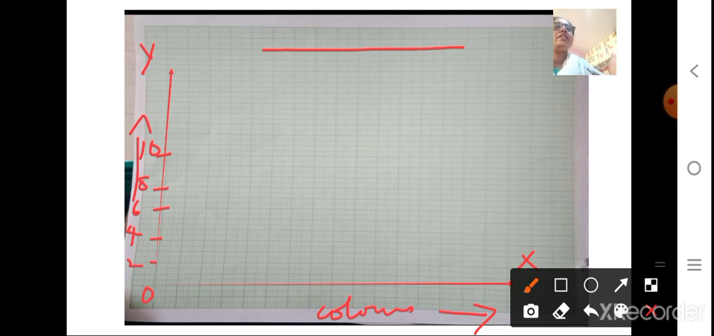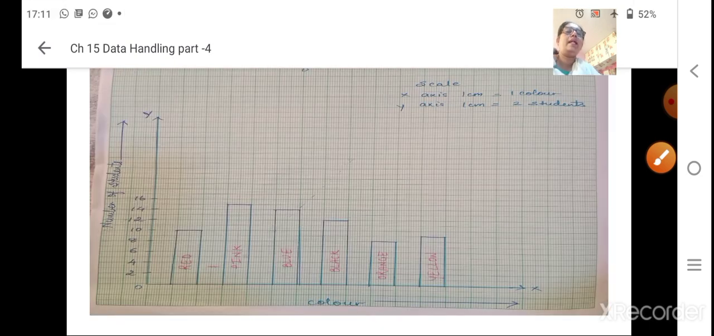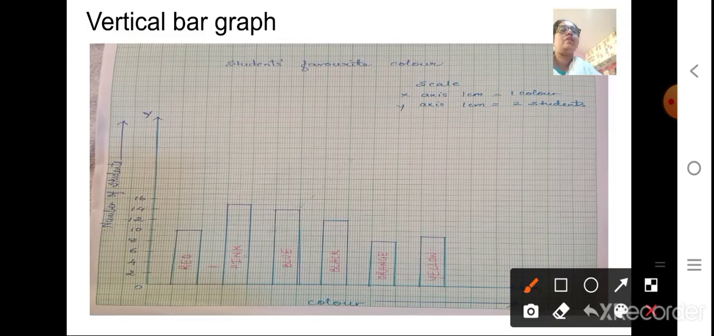The next thing is the first color, red, which is liked by 10 students. So we'll draw a line here, that is 10, and then we will draw a rectangular bar. I've shown it in the next slide. Just check your answer here after drawing the bar graph. Red color is liked by 10 students, so here it shows the rectangular bar.